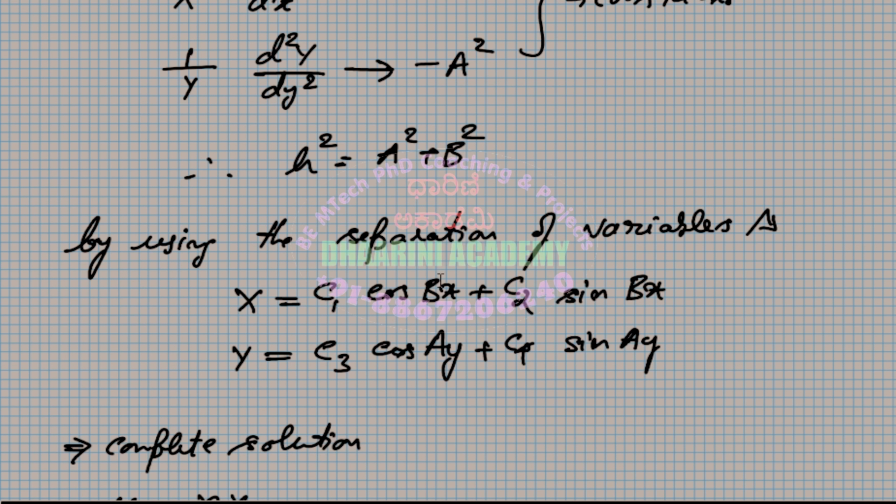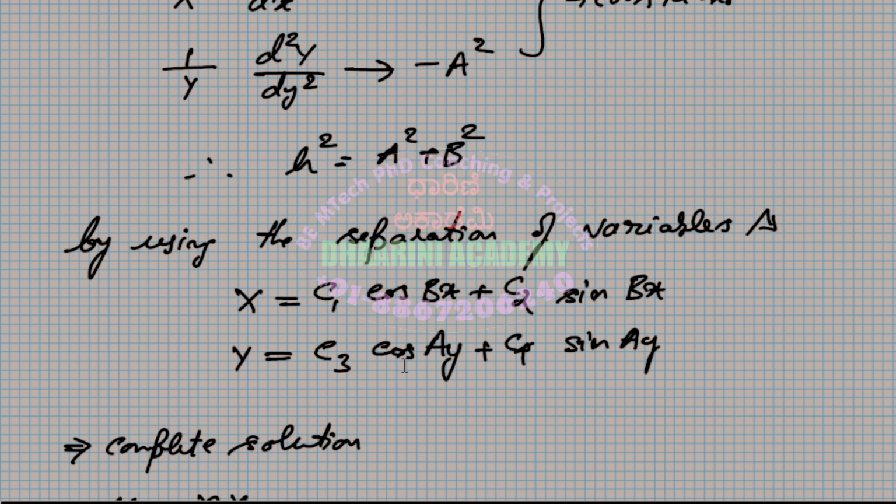Very similarly, the Y can also be assumed in the same fashion, right? C3 cos ay, and also I have another term that is C4 sin ay. So always we are going to get two terms, one in terms of a sine, one in terms of cos, multiplied by the constants. So that's the standard procedure which we already have studied in mathematics. So right now you see we simply apply that over here.